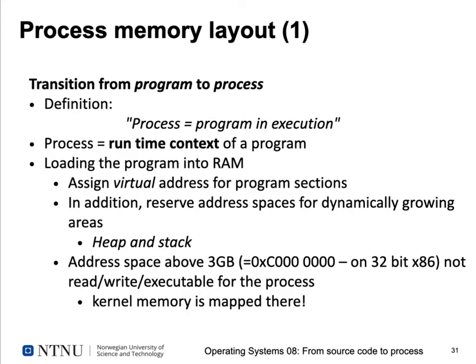We know a process is a program in execution, so a process provides all the information about the runtime context of a program. When you load the program into RAM, the operating system needs to assign virtual addresses for all of our program sections. We've seen the text and data section and BSS and so on. And we need to reserve virtual memory spaces for additional memory areas.